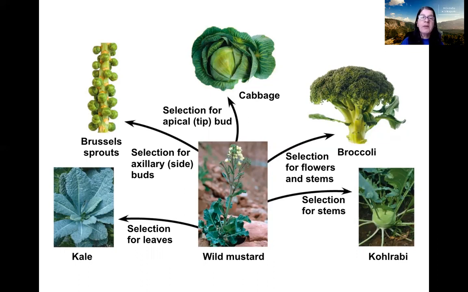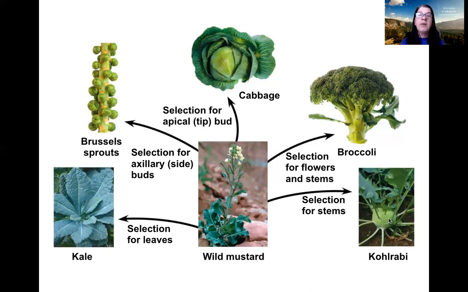If you were to select for plants that have large leaves, you get yourself a kale. If you were to select plants that have large flowers, you get broccoli. If you were to select plants that have large side buds, you get Brussels sprouts. If you were to select plants that have large apical tip buds, where the plant grows, you get yourself cabbage. And selection for stems will lead to kohlrabi. So all of these vegetables are the same species, and they're the product of artificial selection by humans.